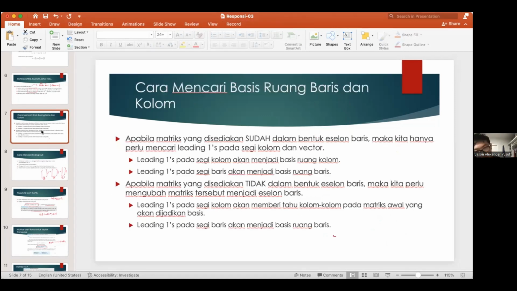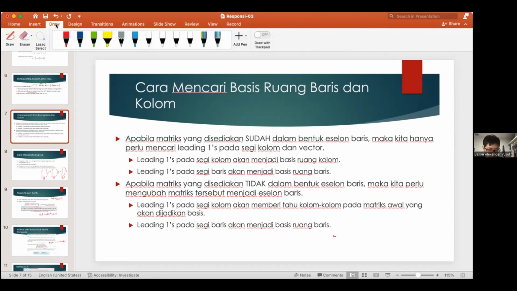Okay, so how do we find the row space and the column space? So here I present to you two different cases. The first case is that the matrix that you are given is already in echelon form. Then all you have to do is just find the leading ones in terms of the column and the vector. So the leading ones from the perspective of the column, I think I'll just draw it for you to make it simpler.